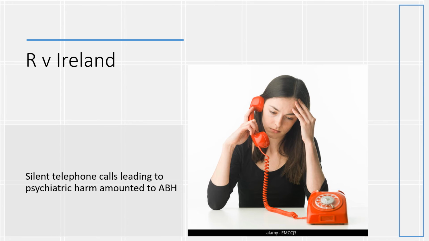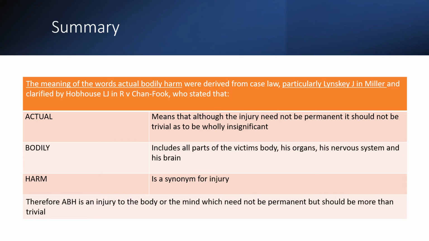In Ireland, again, psychiatric harm resulting from silent telephone calls amounted to ABH. So to sum up then, going back to Chamfuk, actual means that the injury doesn't need to be permanent, but not wholly insignificant either. Bodily includes all parts of the victim's body, his organs, his nervous system and his brain. Obviously we looked at cases as to where that extends a little. And harm is just a synonym for injury. So therefore ABH is an injury to the body or the mind which need not be permanent but more than trivial.